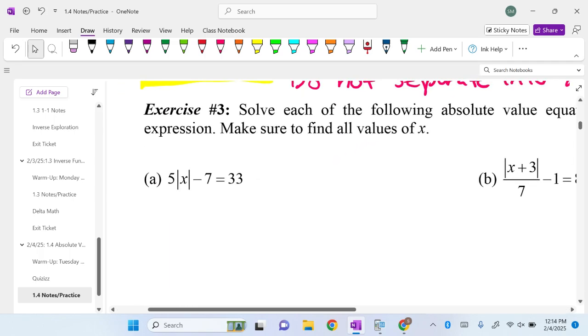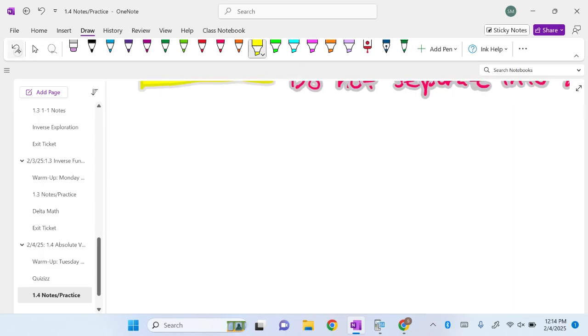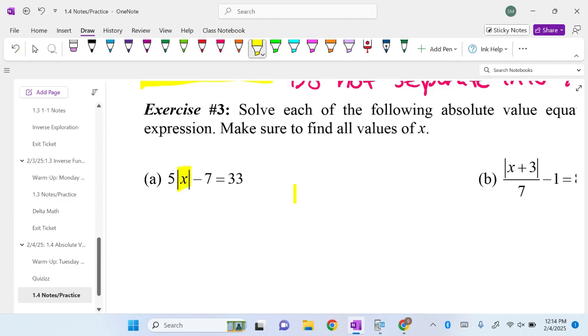So look at example A. Our absolute value brackets are right here. Our goal first is to get those brackets by themselves. It's almost like we're solving for x back when you did a lot of solving equations in Math 1. We cannot separate into the two equations until we get rid of those numbers that are outside of the absolute value symbol. If they're inside the absolute value symbol, leave them. But if they're outside, you've got to get rid of them first.